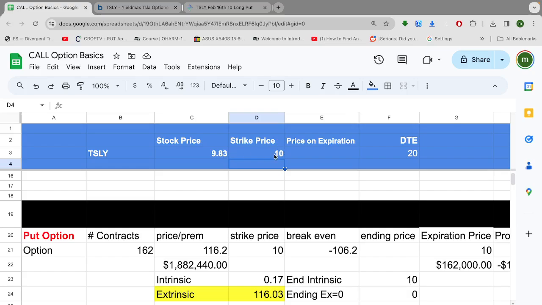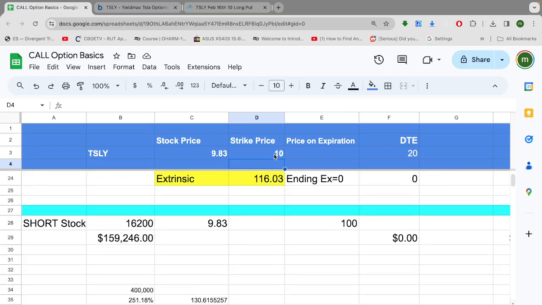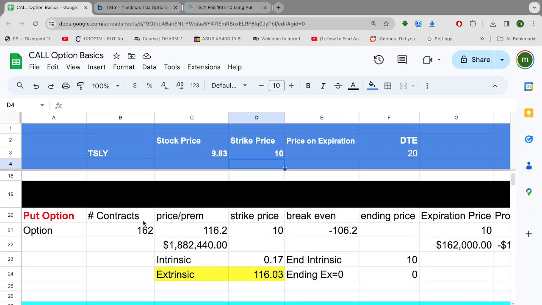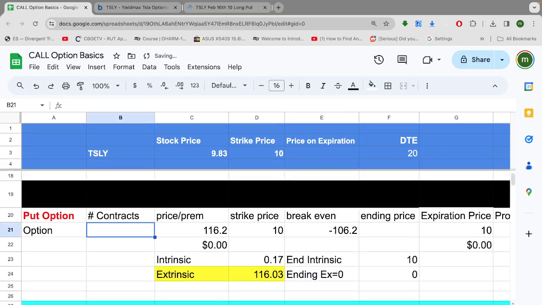All right, so starting with this 10 strike price, what we're going to do is go down here to, I need to clear all this out. Okay, well that actually is good. That's the strike price. Okay, here's what we're going to do. Well, here's the first thing we need to do.